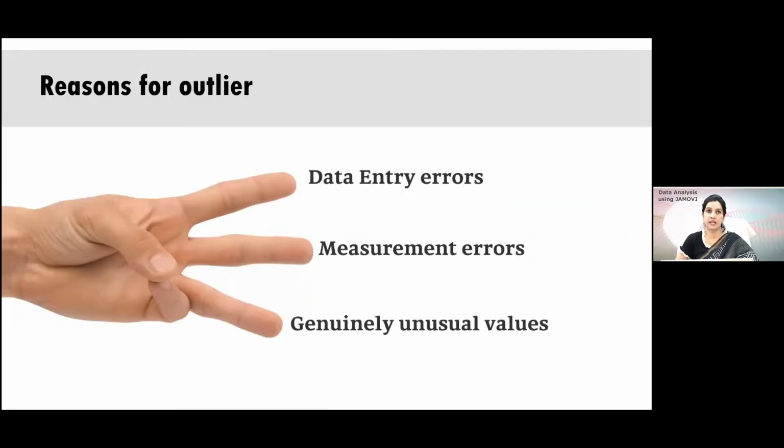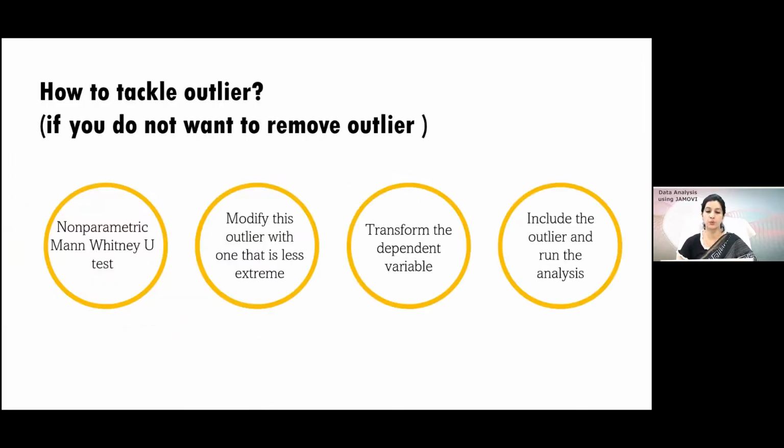So there are reasons for outliers. There can be a data entry error, because when you enter the data, there can be some error while the person is entering it. It can be a measurement error, like the machine or the instrument which you are using is not validated and you have not standardized it. It may give some outliers, or it can be a genuinely unusual value.